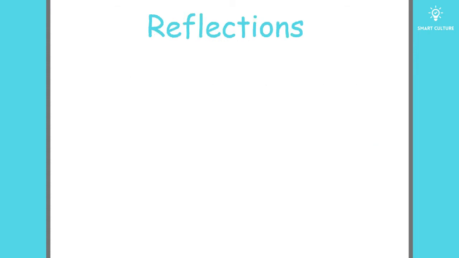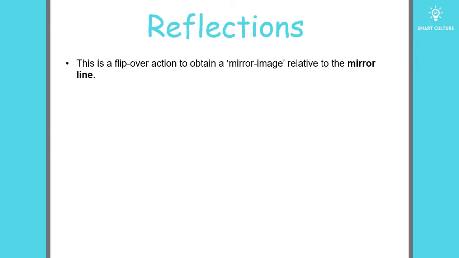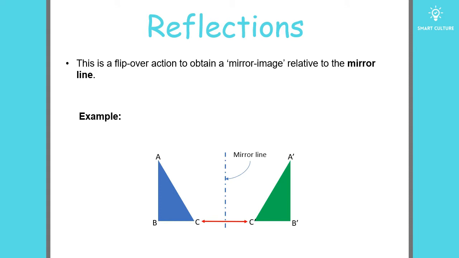Let's talk about reflections. So this is a type of transformation. This is a flip over action to obtain a mirror image relative to the mirror line. So what is the mirror line? Here you can see the mirror line. So triangle ABC, or the blue triangle, in this case is the original triangle, and then the green triangle is the image of the blue triangle. You can see that the green triangle has been reflected. It is a reflection of the blue triangle.